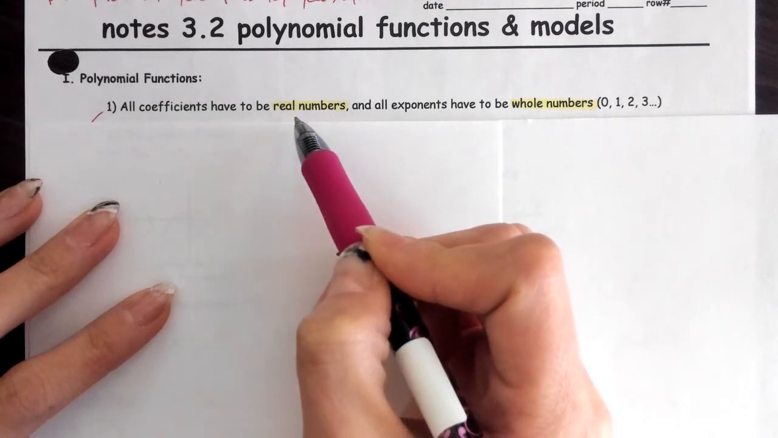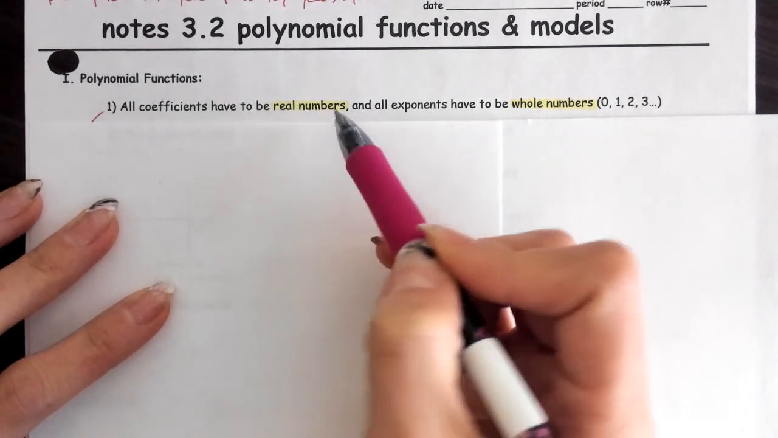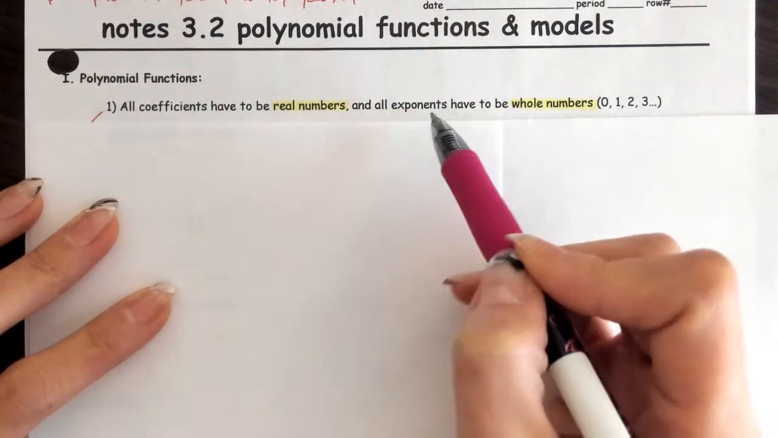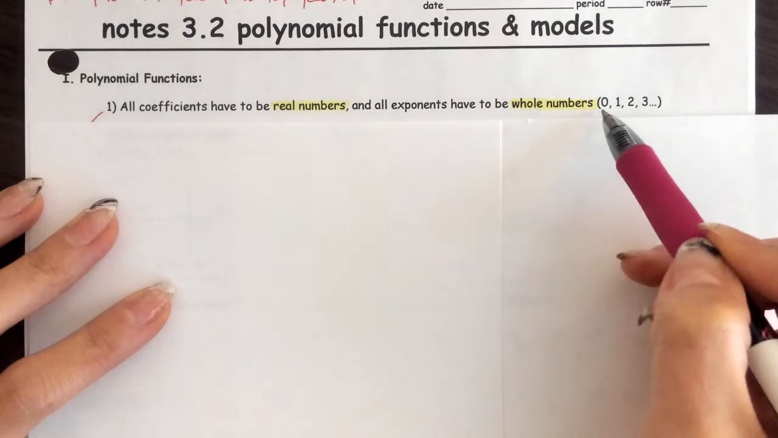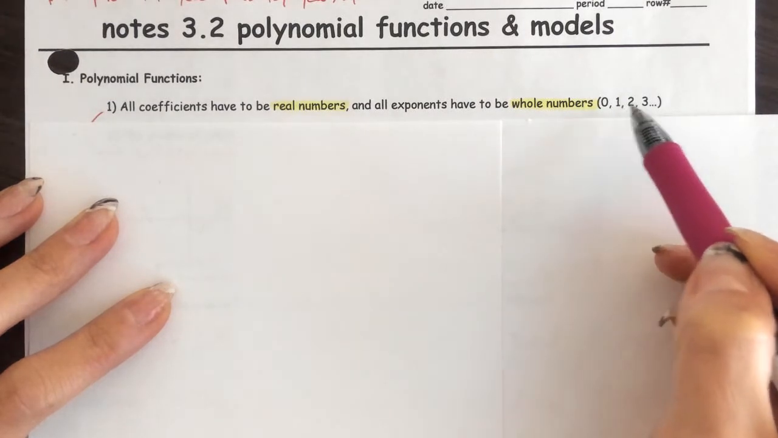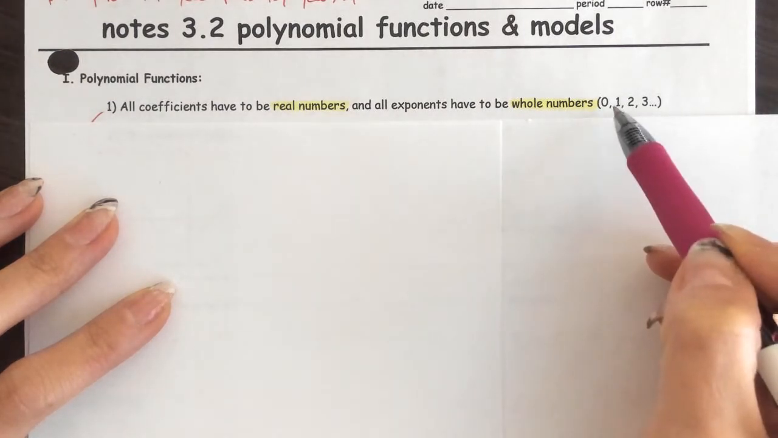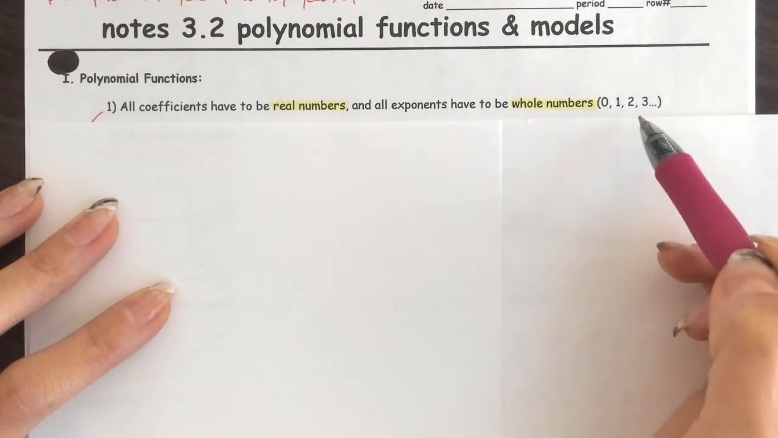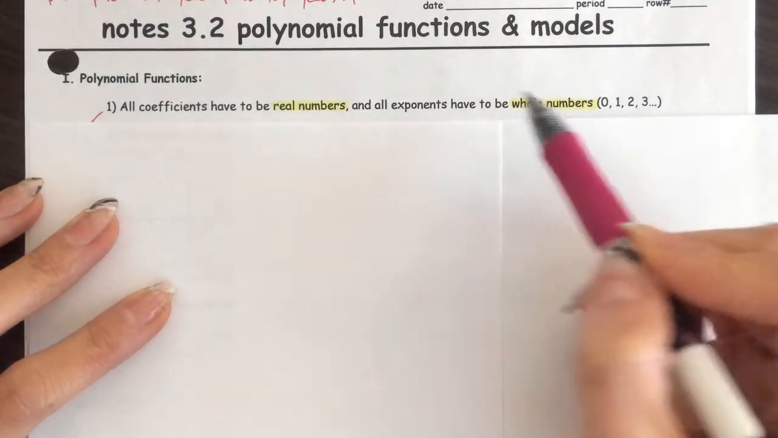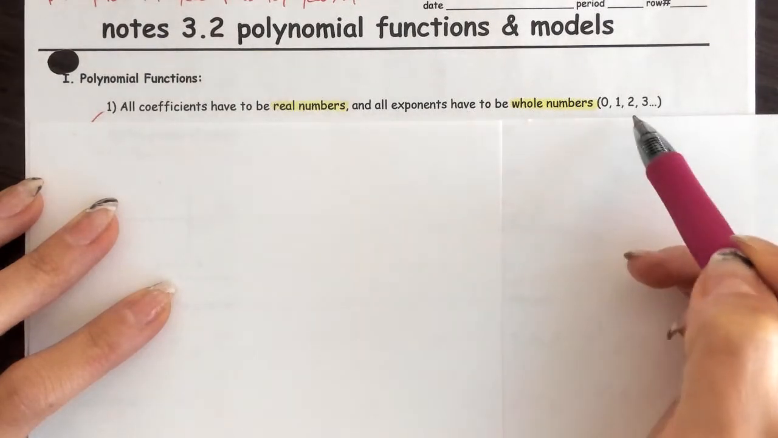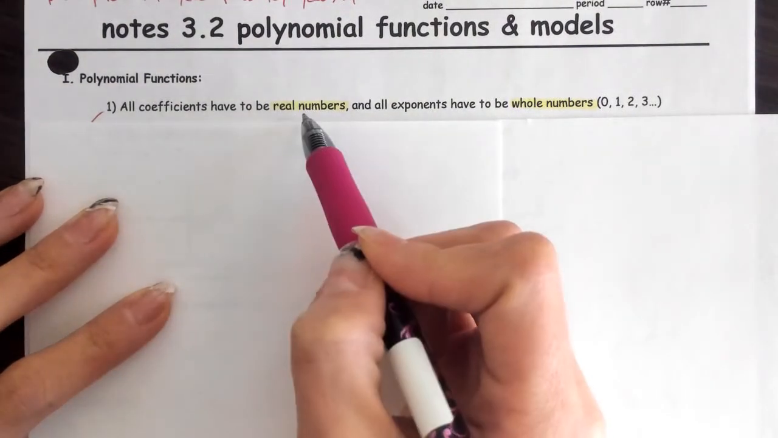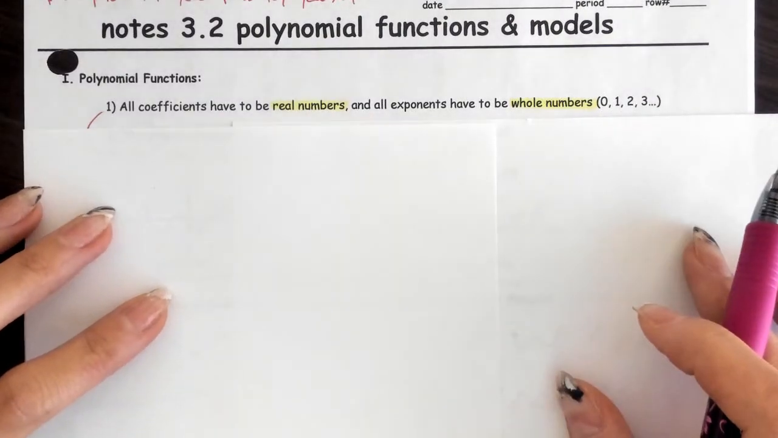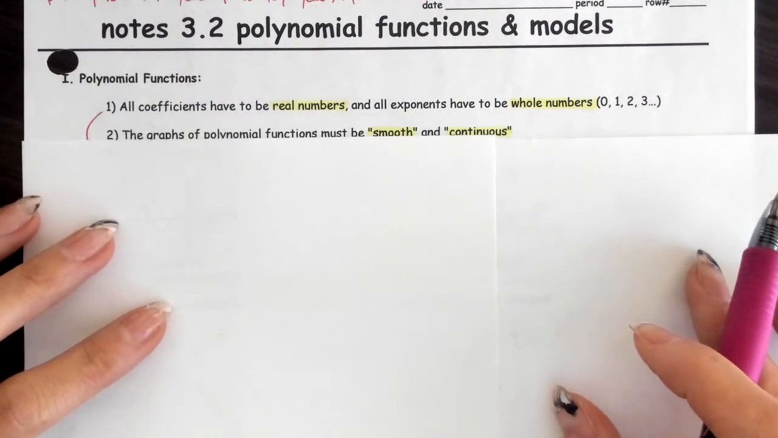They can be radicals, that's fine. And all exponents have to be whole numbers. So the exponents have to be like 0, 1, 2, 3, 4. It can't be -1. It can't be a fraction, anything like that. Okay, so it can't be a radical. So the exponents have to be whole numbers, but the numbers in front of the x just have to be real. Okay, so I'll show you an example after the next step.